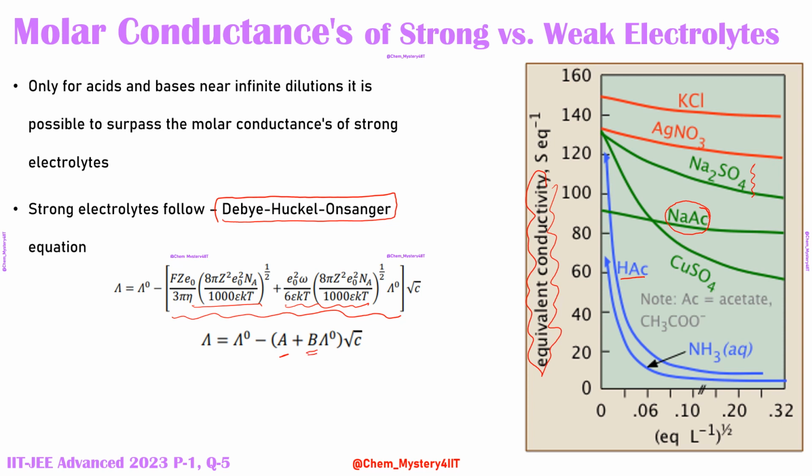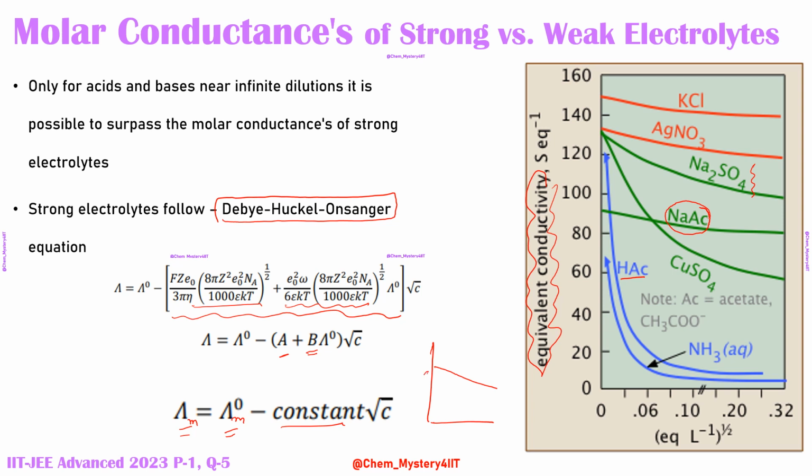And there was an A naught term as well. Now, both A and B as well as lambda naught, because lambda naught for a given electrolyte is going to remain constant, we can write as another constant, and that's going to be our simplified version of the Debye-Huckel equation. Lambda at a given molar concentration is equal to lambda naught, that is limiting molar conductance, minus some constant times the square root of C. If you try converting this into a simple curve, it is going to look something like this.